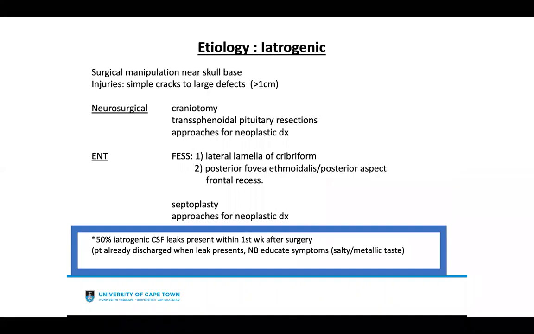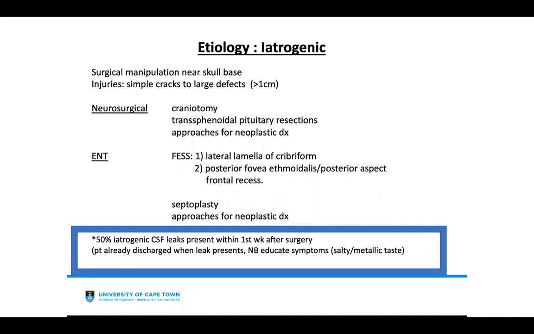If we look at the etiology and we're looking at these four nice broad categories, the first point to discuss is iatrogenic CSF leaks. Now, these are caused by us as surgeons or neurosurgeons, and really it happens when there's surgical manipulation right near the skull base. The injuries can really vary. They can either be simple cracks, or you can accidentally cause very large defects, that would be more than 1 centimeter. From a neurosurgical perspective, it could be caused by craniotomies, and then areas that we are very actively involved in, for example, your transsphenoidal pituitary resections, or any other approaches for neoplastic disease.